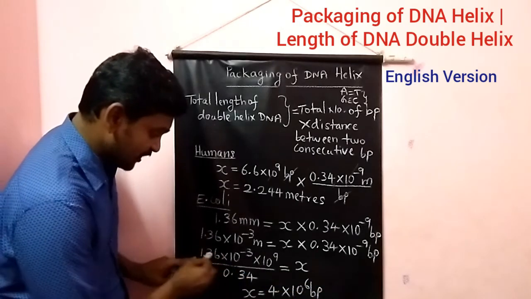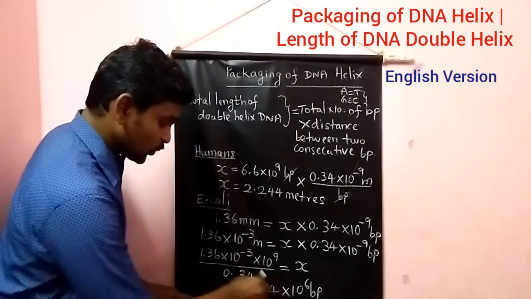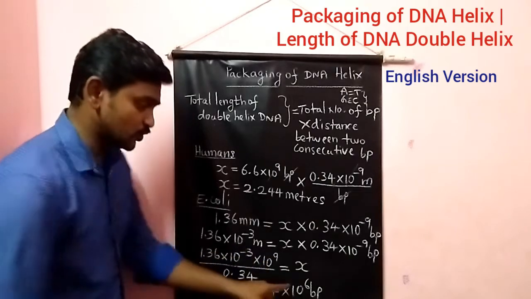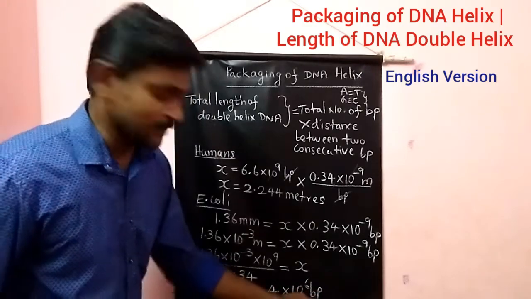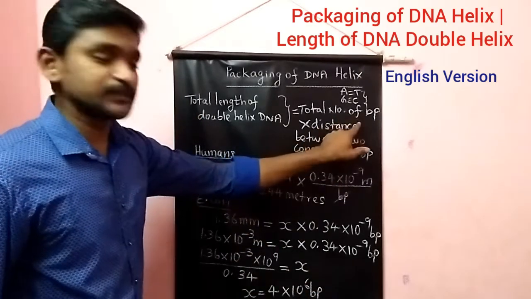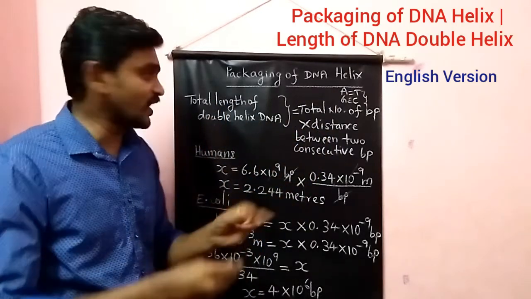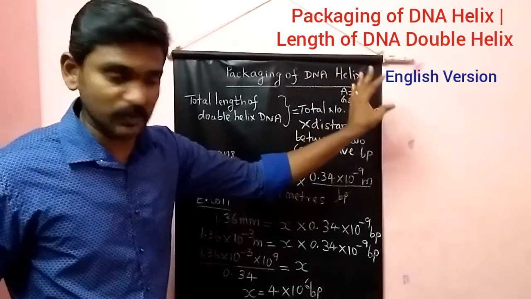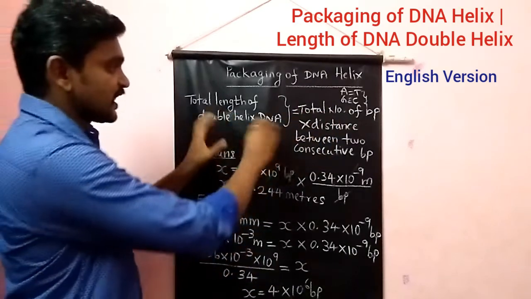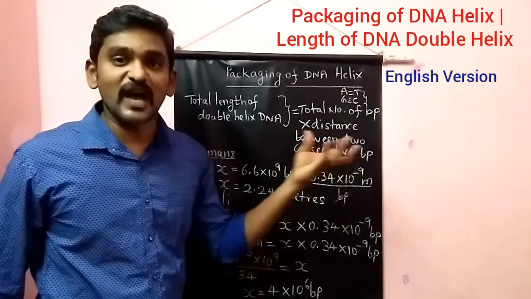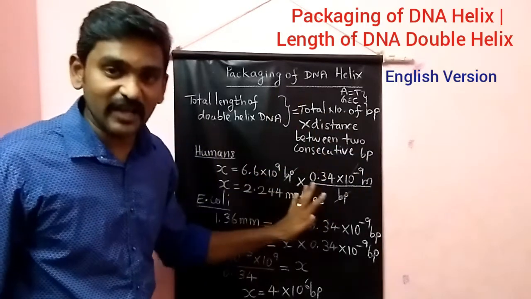When you divide 1.36 by 0.34, it gives you the value 4. Into this, plus 9 minus 3 gives you 6. So you will get 4 into 10 to the power of 6 base pairs. This is the number of base pairs present in an E. coli cell. This way only you have to identify the length as well as the total number of base pairs. This will not change. This will be a constant. Keeping this as constant, you can substitute and easily identify the values, in case of NCERT as well as in NEET.